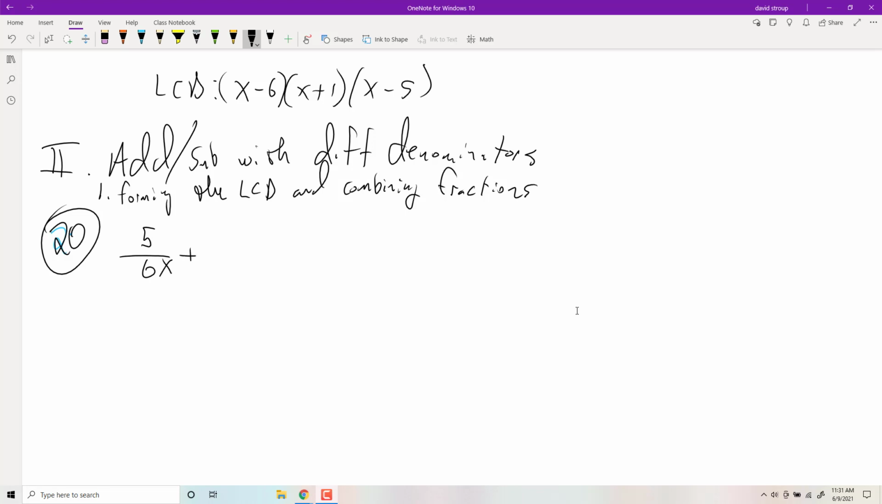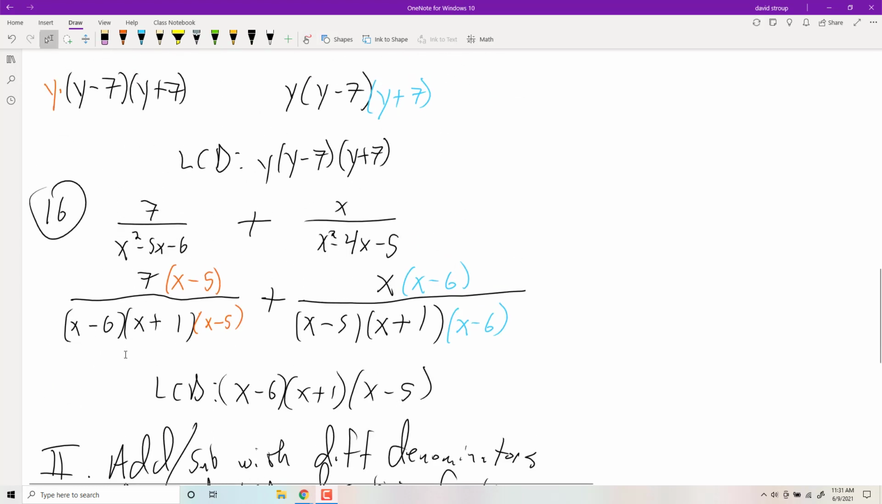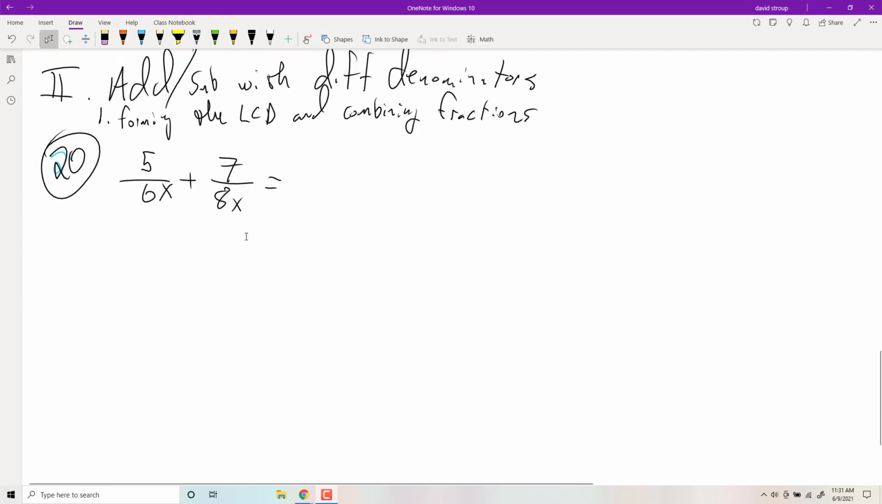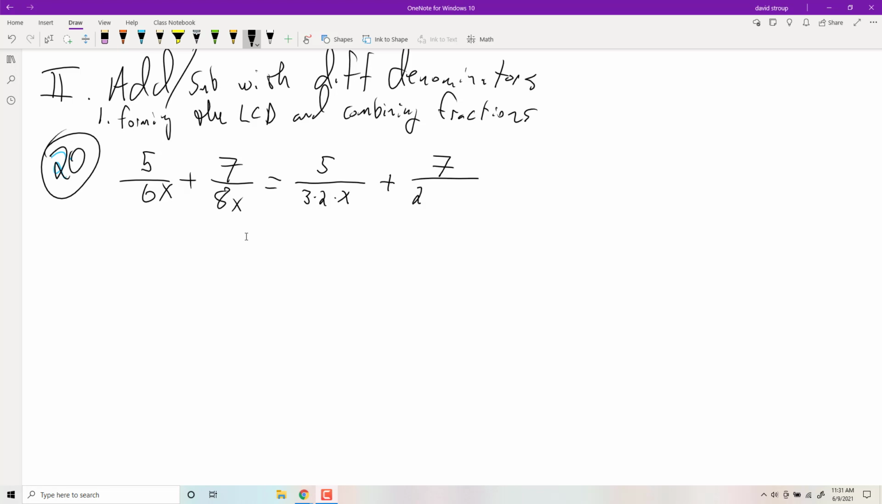5 all over 6x plus 7 all over 8x. Okay, so the first thing we want to do is factor those denominators. That's kind of the first thing I did above. I'm going to factor the denominators. So 6 is 3 times 2 and then times x. And then plus 7 all over 8, which is 2 times 2 times 2.